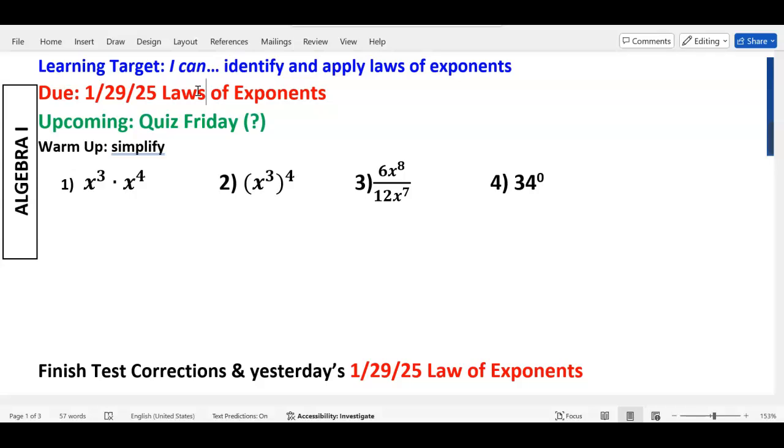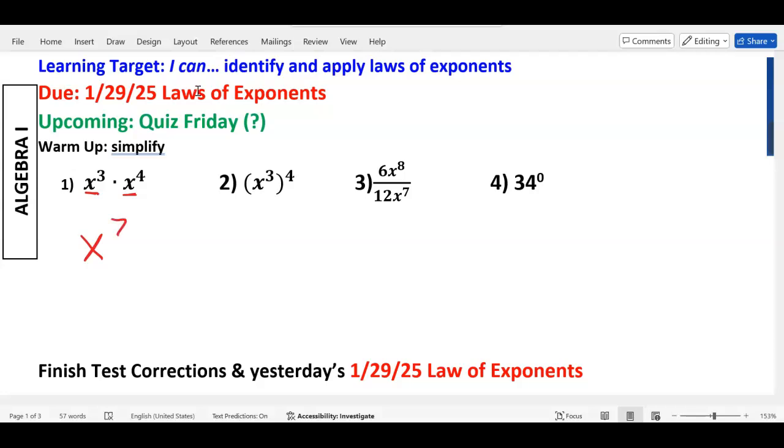So if you have two of the same base, okay, being multiplied, what is our rule for the exponents? Do I add them or multiply them? What do y'all think? Okay, add them up. So two bases that match, add those exponents. So 3 plus 4, this is x to the 7.